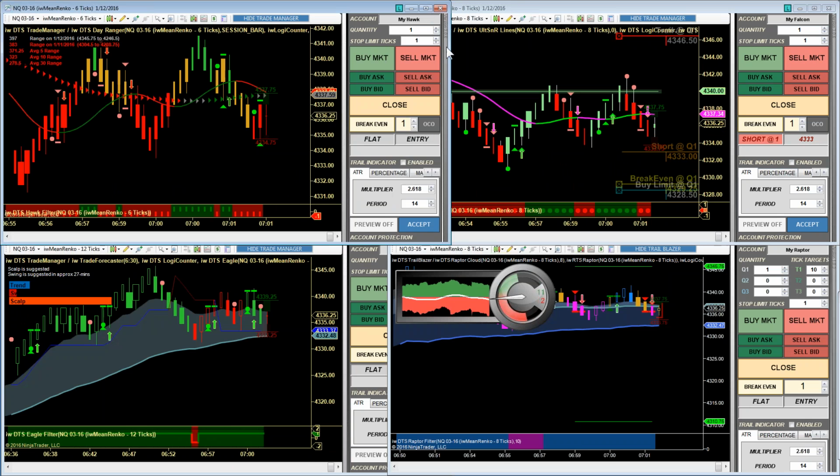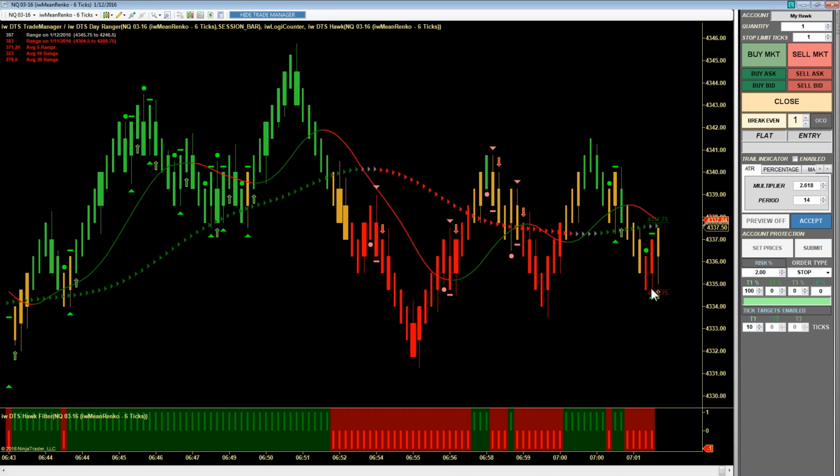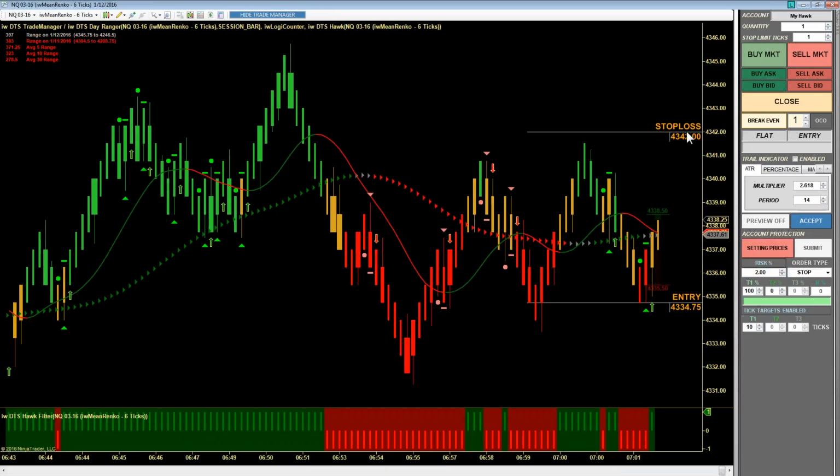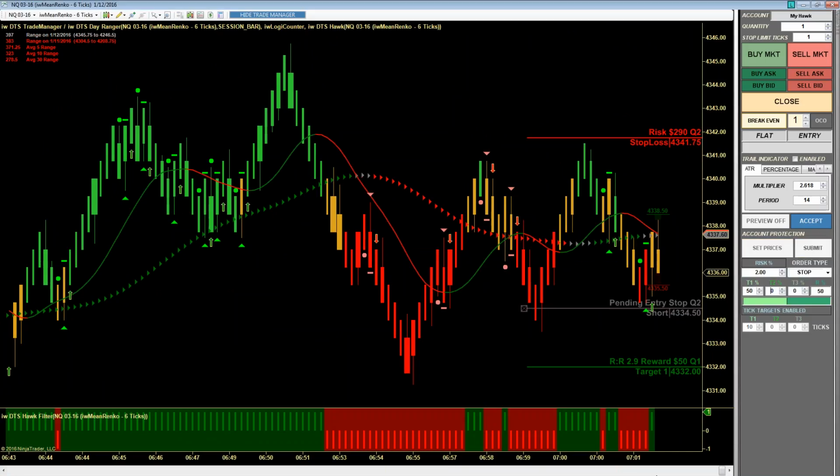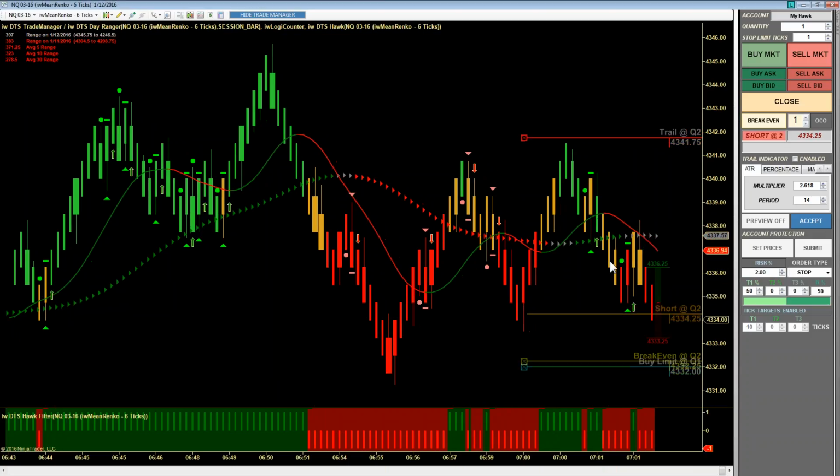We can try again here with the Hawk. You can see we've now got a red bar buy. This, of course, is also open to a counter trend signal. Namely, shorting the failure of it. And this time I'm going to try to have a runner in play on this one.